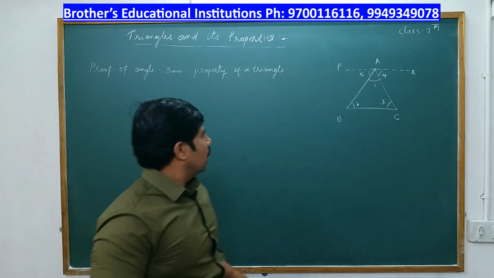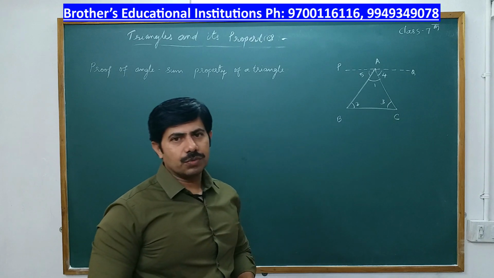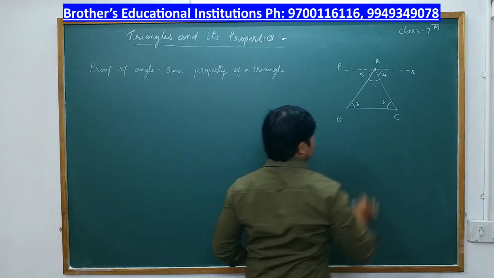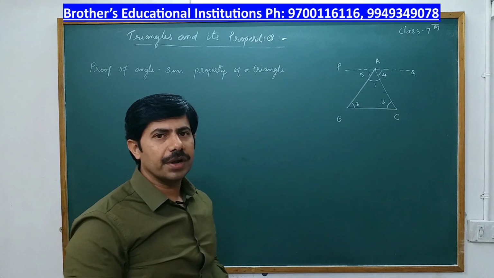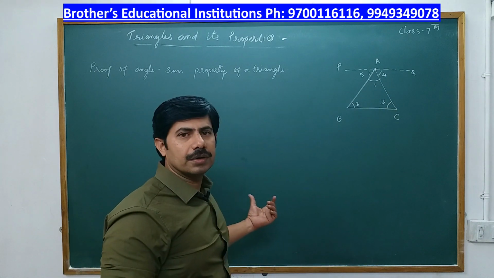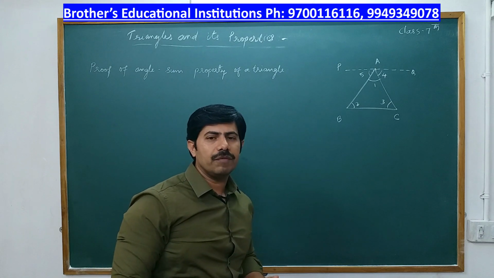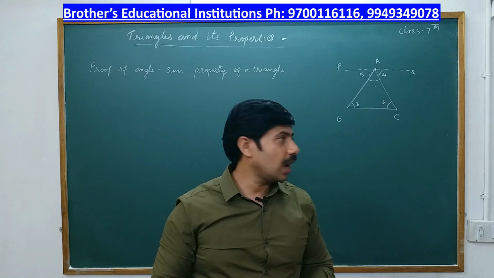The sum of the angles in a triangle is 180 degrees, that is angle A plus angle B plus angle C is 180 degrees. So how did we get 180 degrees? Now we'll prove this one. Okay, this is an important theorem. To prove it, in this theorem we have a statement.